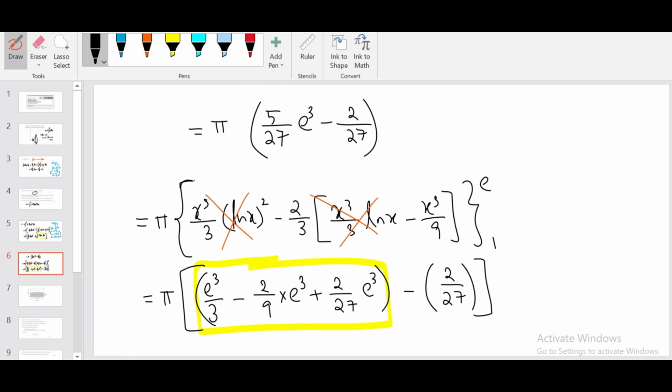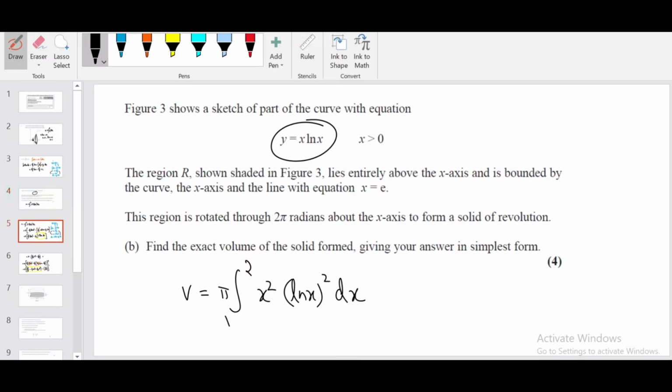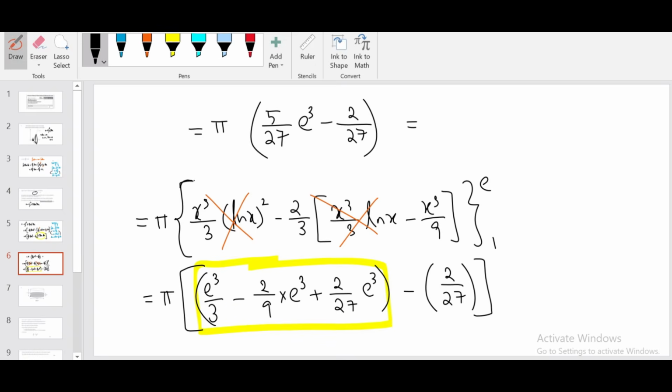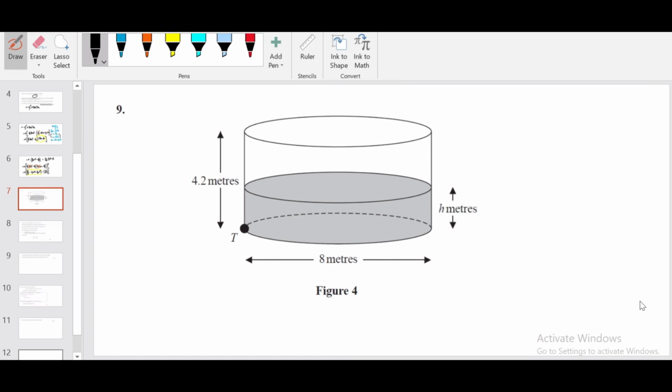That's all. You can leave it as it is or take 27 as a common factor out. Is there anything mentioned in the question? They want any particular format? Nothing. They want you to give your answer in the simplest form. So what you can do, you can take 27 as a common factor and write it as 5e cube minus 2. That's all. Question number 9.